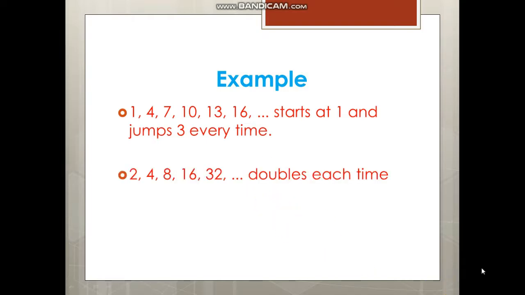Another example, here the numbers 2, 4, 8, 16 and 32 are written. How have we gotten these numbers? Here we simply double the number. The first number was 2, then double of 2 was 4, 4 twos are 8, 8 twos are 16, 16 twos are 32, and so on. Means here we double the numbers given in order to get the next number.